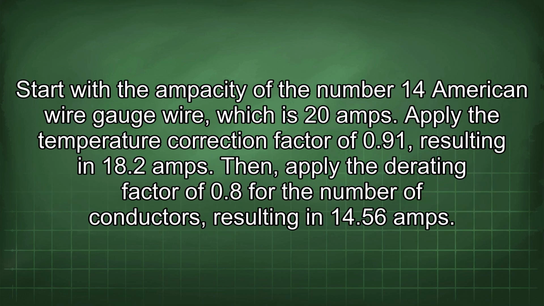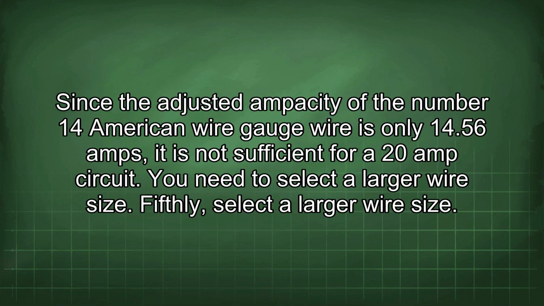Fourthly, calculate the adjusted ampacity. Start with the ampacity of the number 14 American wire gauge wire, which is 20 amps. Apply the temperature correction factor of 0.91, resulting in 18.2 amps. Then apply the derating factor of 0.8 for the number of conductors, resulting in 14.56 amps. Since the adjusted ampacity of the number 14 wire is only 14.56 amps, it is not sufficient for a 20 amp circuit. You need to select a larger wire size.